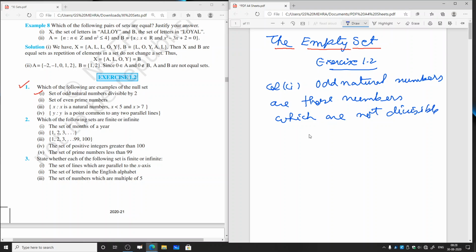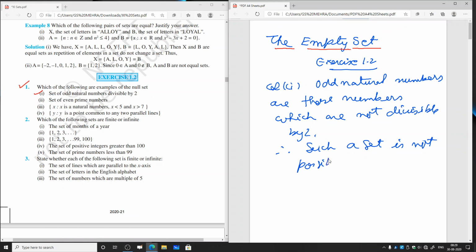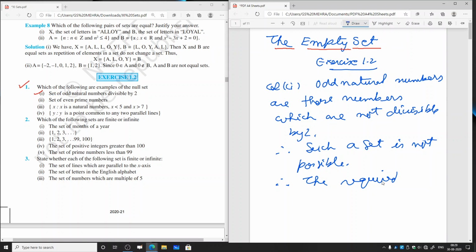And here what we have to find is a set of odd natural numbers which are divisible by 2. Therefore such a set is not possible. Therefore the set will be an empty set. Therefore, the required set will be an empty set.